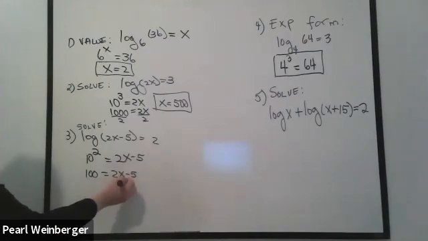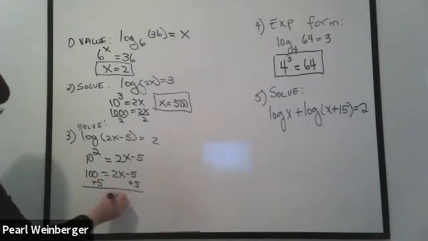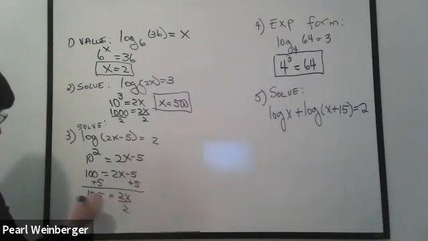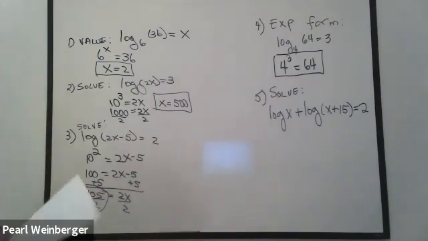And all I have to do is now add 5 to both sides. Now it's just a regular equation. I get 105 equals 2x. And therefore my answer, and you can leave it like this as a fraction, 105 over 2.